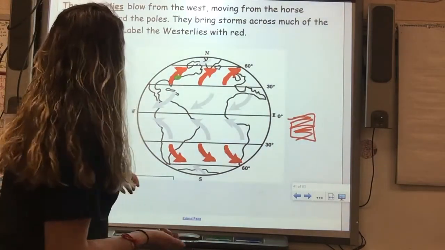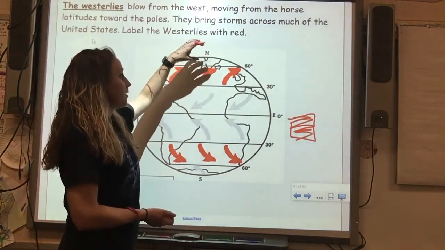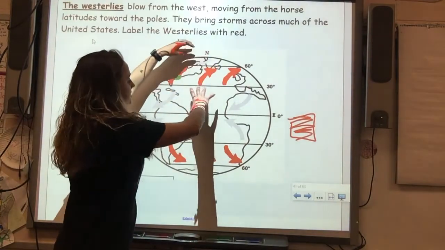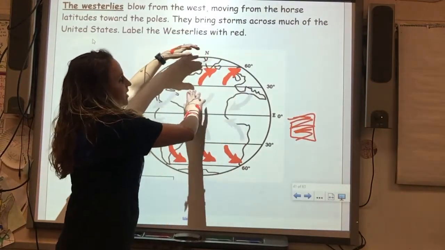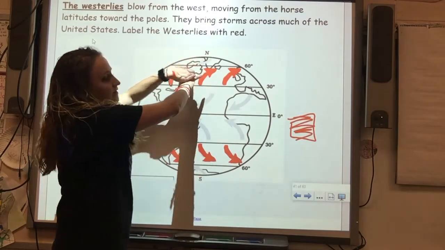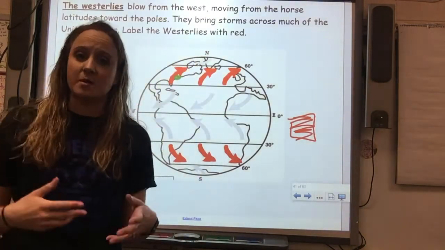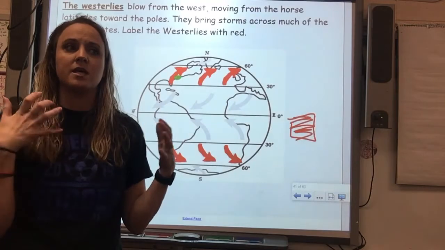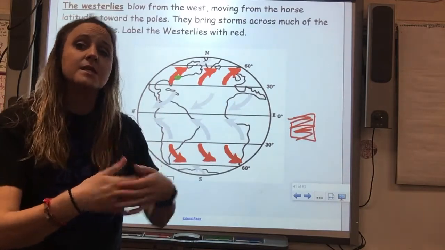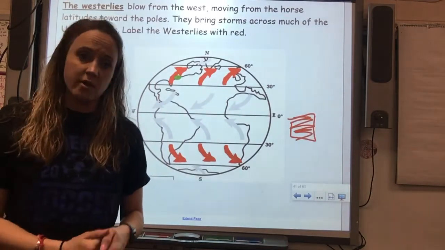And the reason they do that is because we have the cold air from the poles sandwiched in between the warm air from the equator, and we have the largest variance in temperature. And when 2 different air masses meet, you're going to have some severe weather.